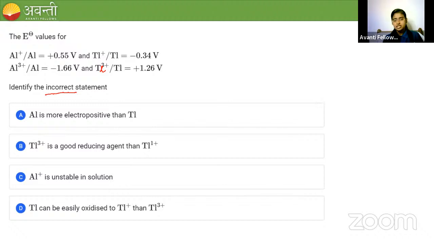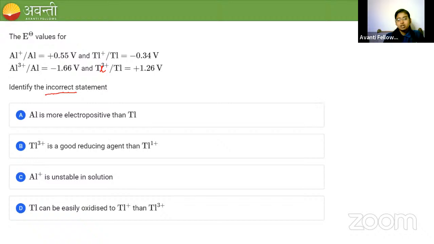Option A says that aluminium is more electropositive than thallium. Option B says that thallium 3 plus is a better reducing agent than thallium plus. Option C is aluminium plus is unstable in solution. Option D says that thallium can be easily oxidized to thallium plus in thallium 3 plus. Which is the correct option for this question?